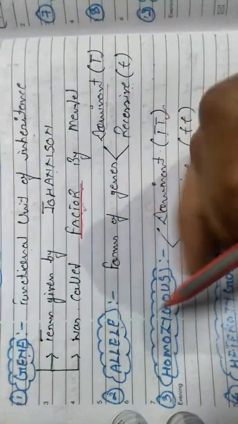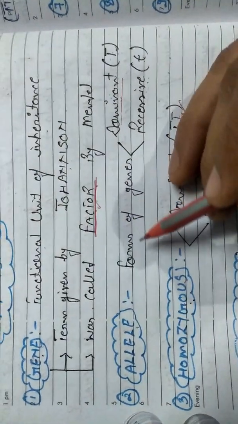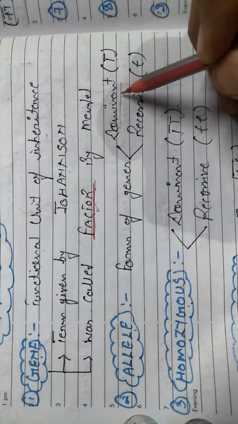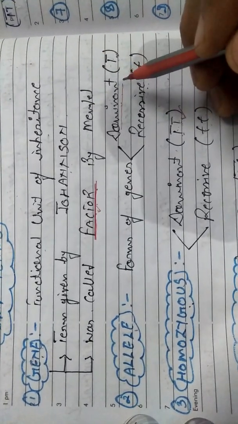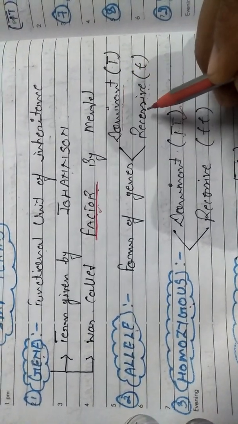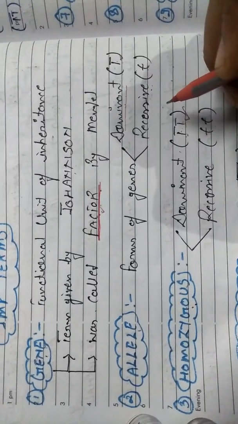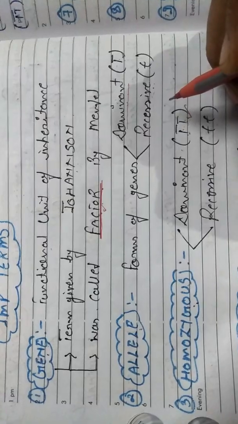Second, alleles. What are alleles? Alleles are basically alternate forms of the genes. They are of two types, dominant and recessive. Dominant means they have the tendency to express themselves in the F1 generation, and recessive means they do not express themselves in the F1 generation, but they are found or shown in the F2 generation.